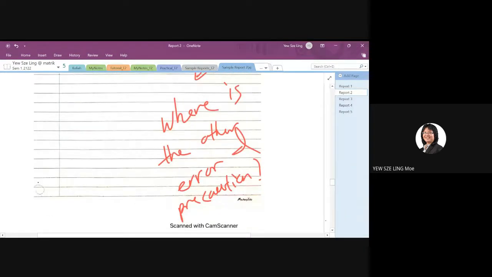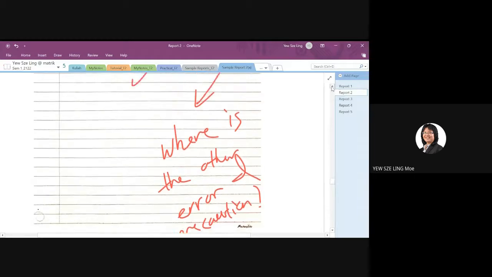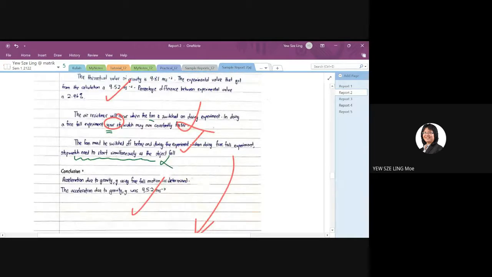Okay, so where is the other? In this case, I will assume you have just one precaution. I won't take it as 2 precautions, 2 errors. So the thing that you need to take note of is this, I, you, we, they, all those pronouns, they shouldn't come out in your lab report.